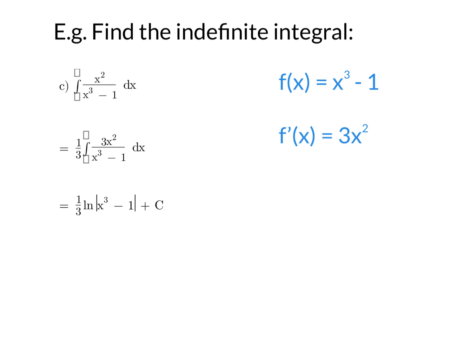X squared over x cubed minus 1. So the f of x is what's on the denominator, x cubed minus 1. Differentiate that, you get 3x squared. So notice in the second line, I need the f dash of x on top, so I need the 3x squared on top. So I'm going to times by 3 on the top, so I need to put a third out the front. So now my integral is a third, 3x squared over x cubed minus 1. I had f of x on the bottom, and I've got f dash of x on the top. So it is a third ln of that f of x, the x cubed minus 1, plus c.